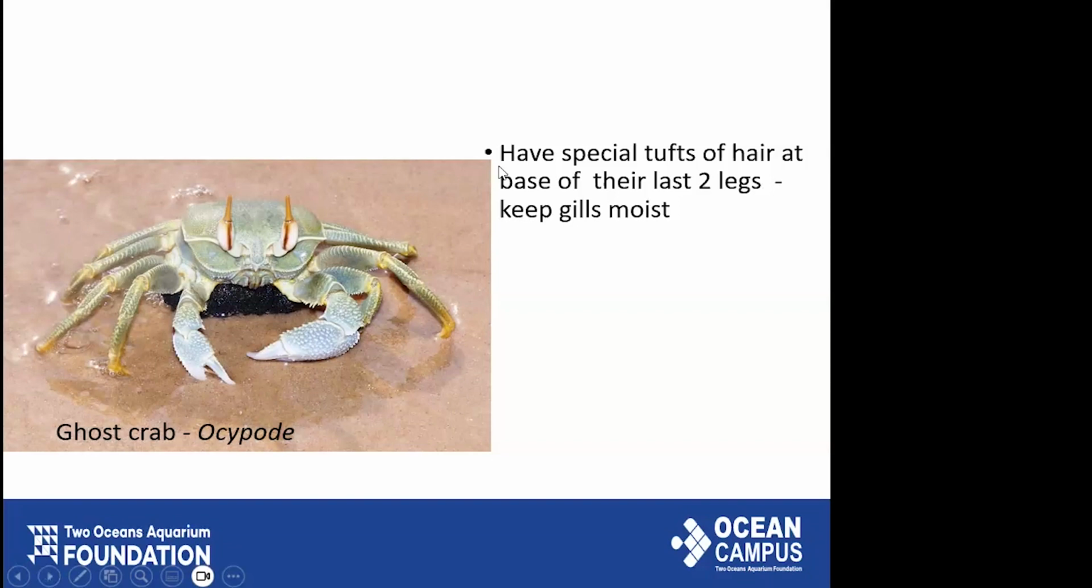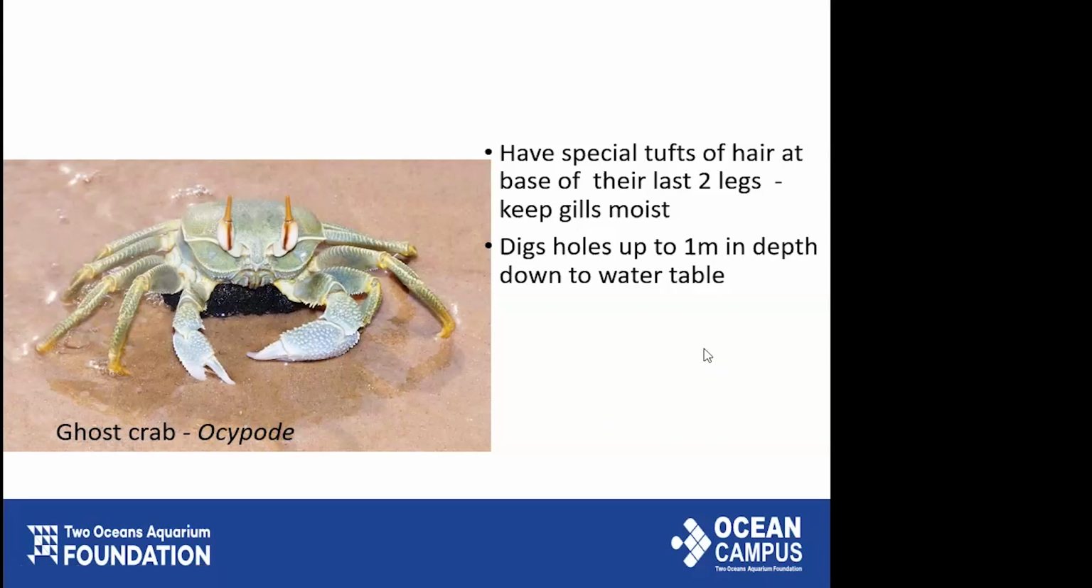You can see the eyes are on these stalks, and they would also hide and shelter in these little sand burrows. So they dig holes up to 1 meter in depth down to the water table, and that helps to keep their gills moist. And as indicated over here, they also have these special tufts of hair at the base of their last 2 legs, and that helps to keep the gills moist.